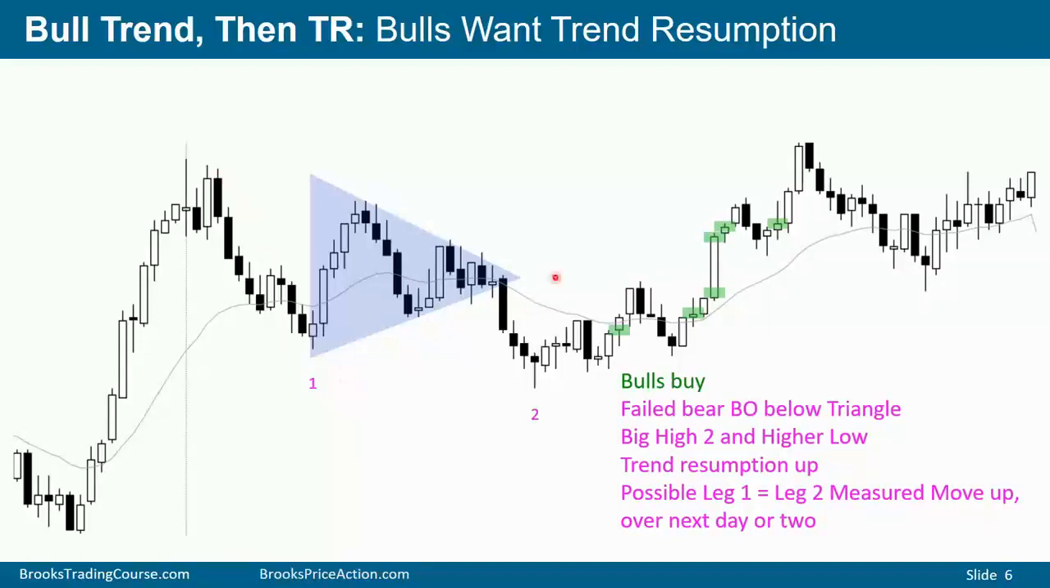Leg 1, and then pull back into a triangle, and then leg 2. And traders will start buying above bull bars, buying close, buying above this bull bar, and then buying closes, and then a high 1 bull flag after a strong breakout, probably at least a little bit more up.